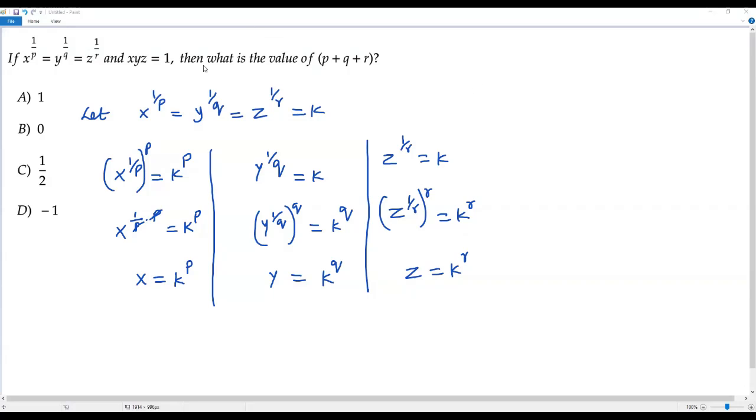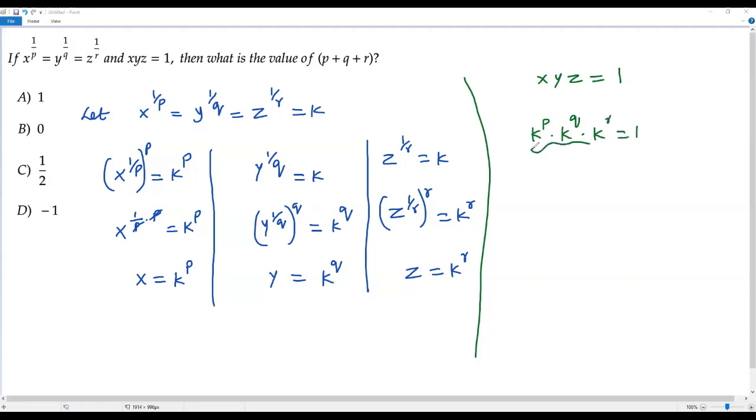Now let me consider the second piece of information, that is x times y times z equals 1. Let me write it over here: x times y times z equals 1. Already we got the value of x, that is k to the power of p. We can plug in k to the power of p for x. And we also know that y is k to the power of q, so let me plug that in. And for z, we know that it is k to the power of r.